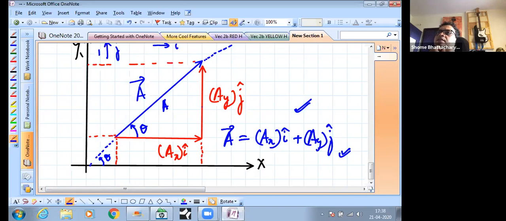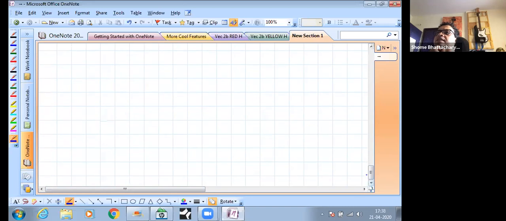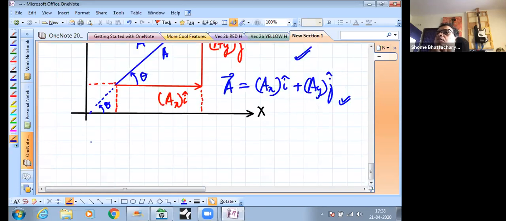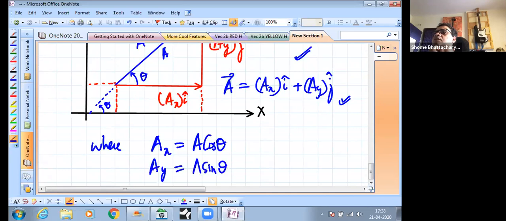So now you see this is a right angle triangle. So what is the relationship between these? Your relationship is that Ax is equal to A cos theta. So this is the definition, Ax i cap plus Ay j cap. But in it, what is the relationship of Ax with respect to the geometry? That is the magnitude of the vector A and the angle it makes with the x-axis. This is the relationship. It is A cos theta. And what is the relationship of Ay? It is nothing but A sin theta.